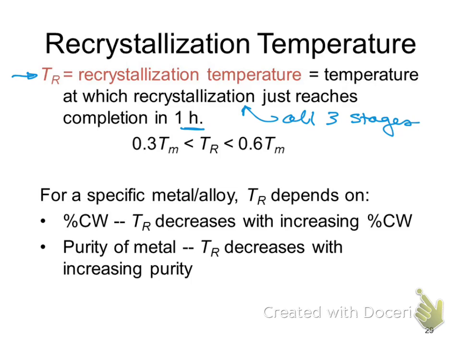You'll notice that if we have T sub m, which we're going to call the melting temperature of the metal, this recrystallization temperature is somewhere between 30 and 60% of the total melting temperature. So we are not making this a non-solid anymore. It will remain solid.